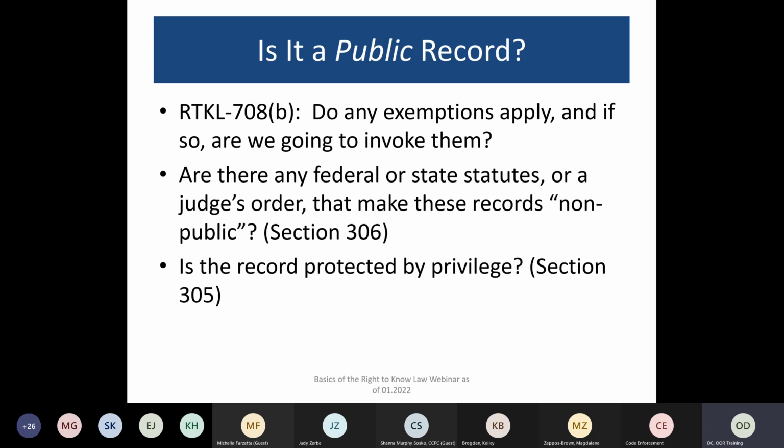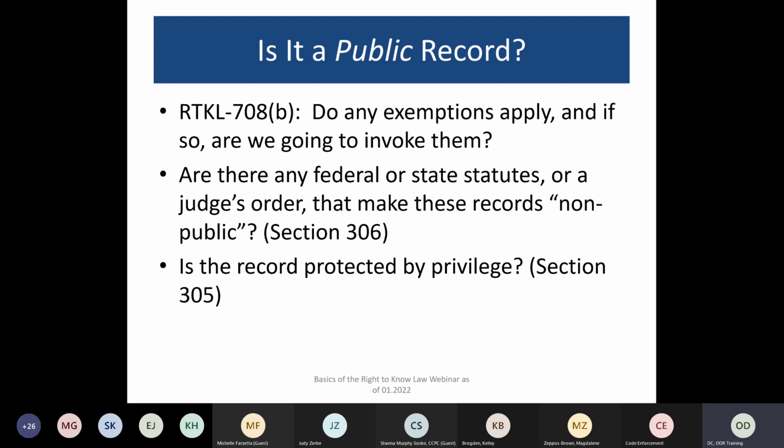So, for instance, if you're familiar with law enforcement, there's a law called CHRIA, the Criminal History Records Information Act. The right to know law may allow you to release records related to criminal intelligence information, but CHRIA does not. CHRIA says it's clearly confidential and can only be shared within the law enforcement community. Okay, so CHRIA would trump the right to know law.